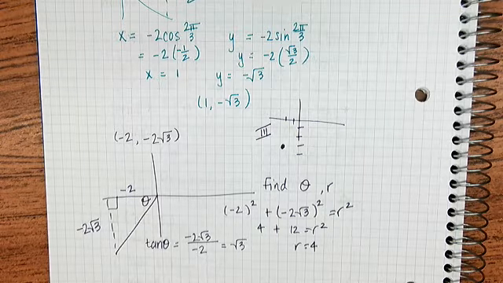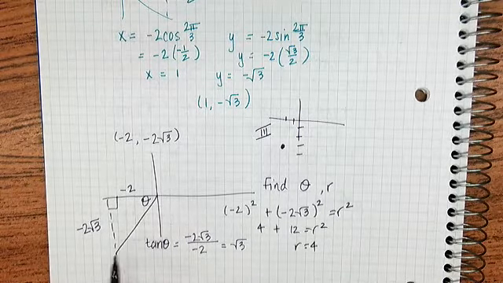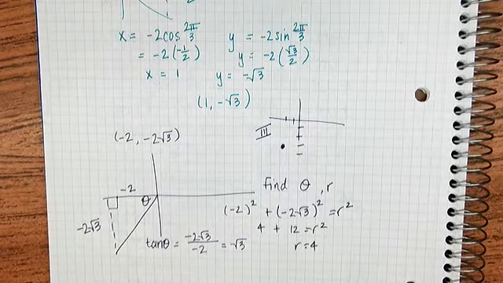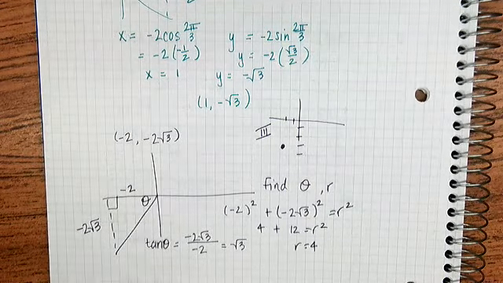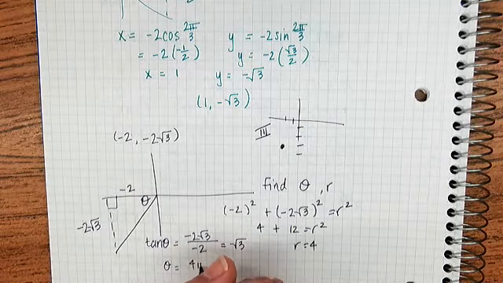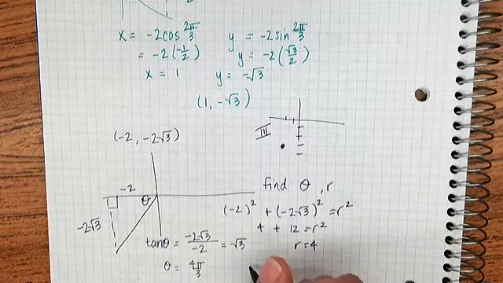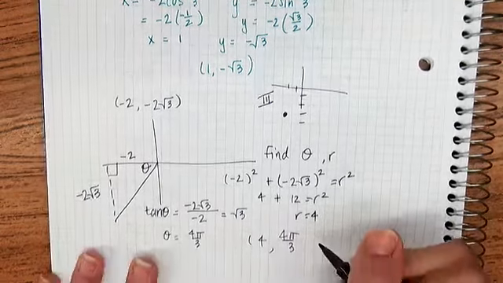Let's see, who has a tangent of root 3? I believe that is 60 degrees. Yeah, I think so, 60 degrees. So 60 degrees in quadrant 3. How much is 60 degrees in quadrant 3? 4 pi over 3. So this point would be 4 pi over 3.